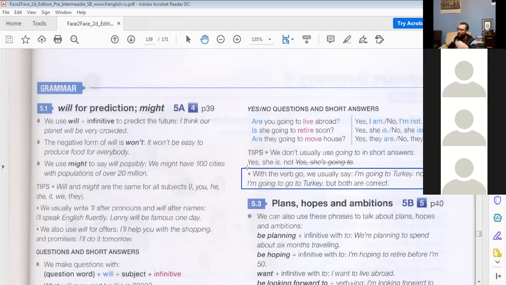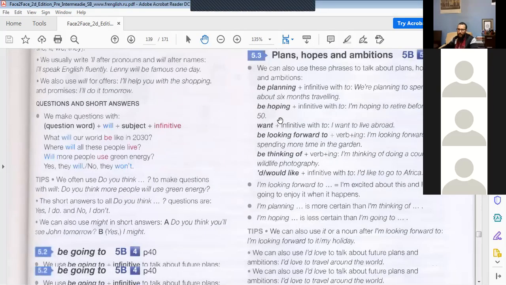But with the verb go, you don't have to say I'm going to go. It's correct, but you don't have to say it. Do you get the idea? You can just put the place directly. I'm going to Turkey. I'm going to work. And so on. All right, now let's take a quick look at today's part, the lower section: plans, hopes, and ambitions.